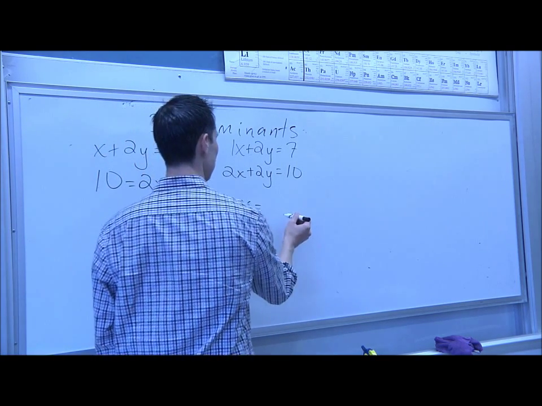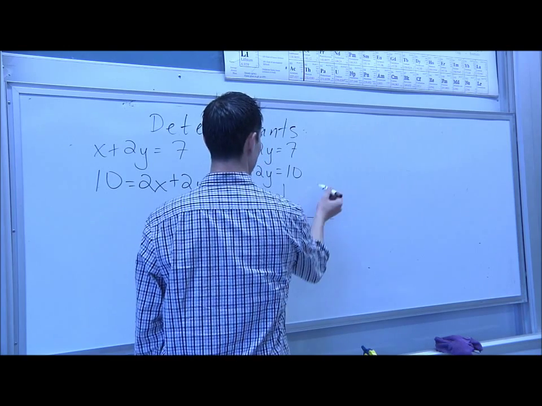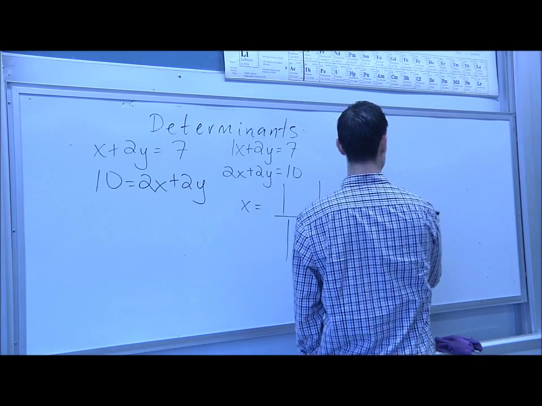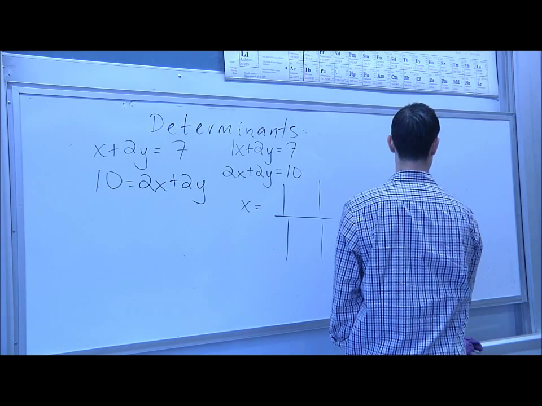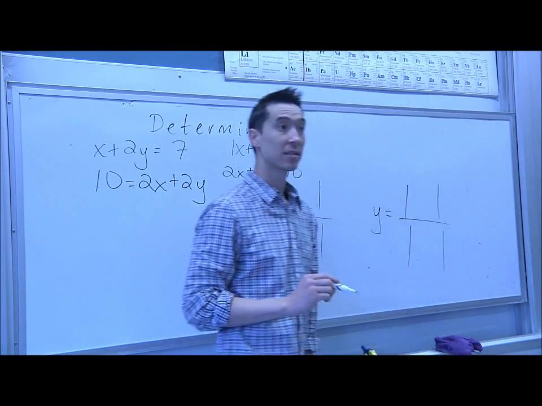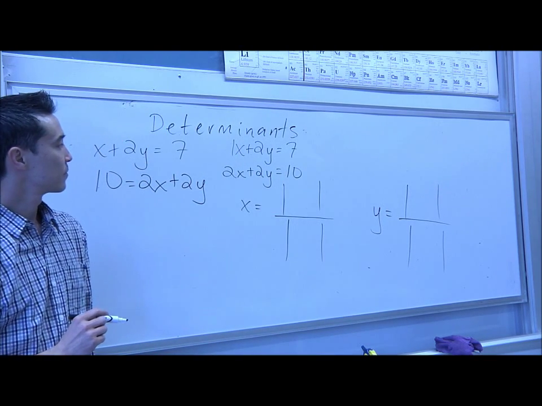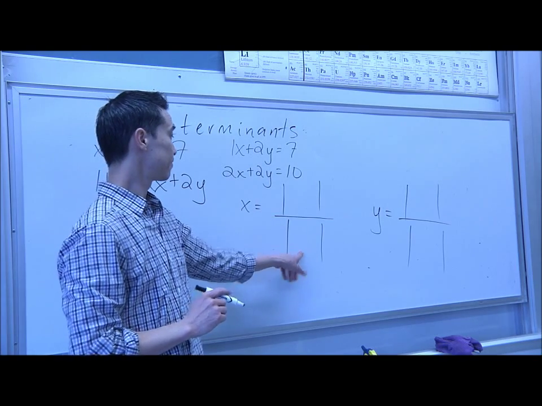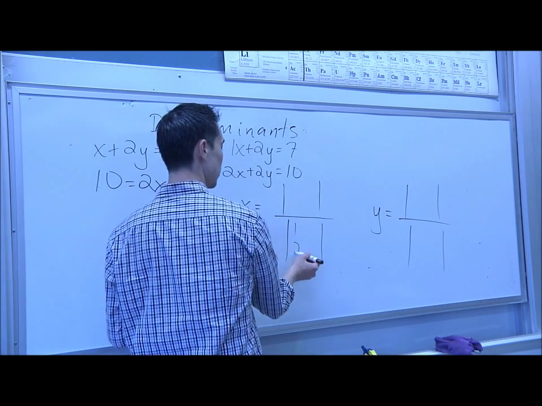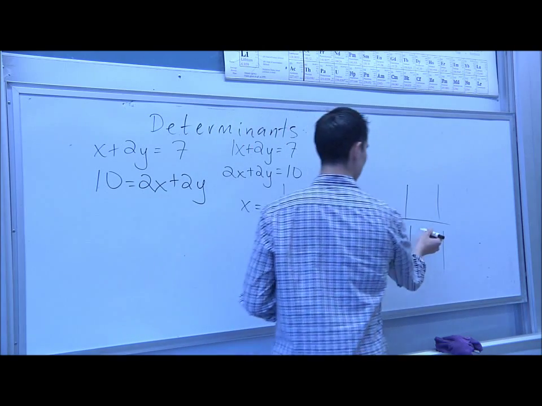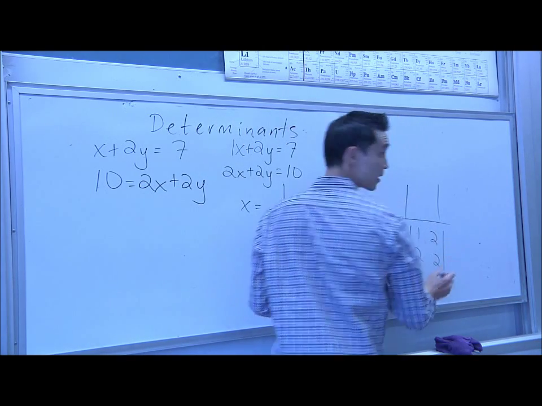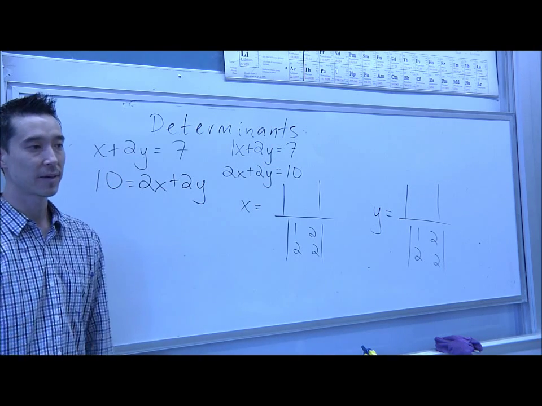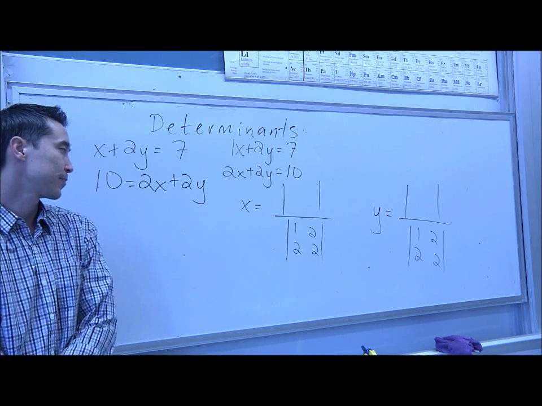X equals determinants over determinants. Y equals determinants. Can somebody tell me what goes down here first? 1, 2, 2, 2. How do I know that? It's just the stuff on the left, right? Okay, solve that for me. Should only take a few minutes.